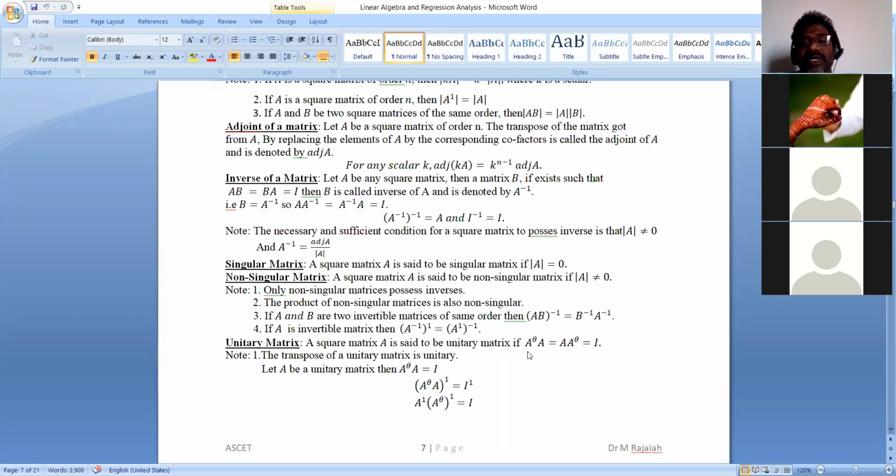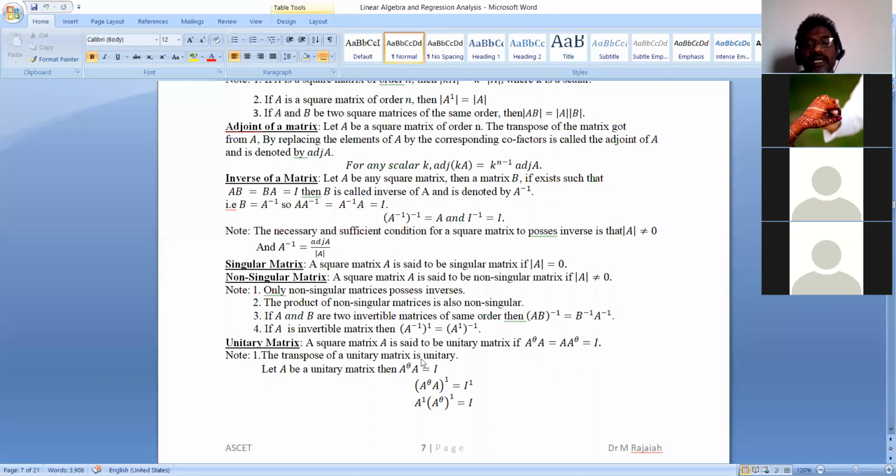In the same way, the unitary matrix is applicable for complex matrices: A^θ A = A A^θ = I. What is A^θ? A^θ is (A bar) whole transpose, or (A transpose) whole bar, that is nothing but the conjugate transpose of a matrix. The conjugate transpose of that matrix is denoted by A^θ. So A^θ A = A A^θ = I.